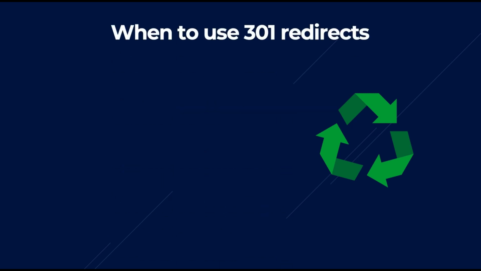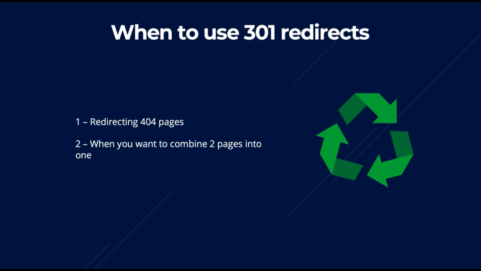So when do we use 301 redirects? There's 2 main instances. The first is redirecting 404 pages. So as I just showed you in the last video, if you find you have any 404 pages on your website which have loads of backlinks pointing to them, you're going to want to redirect them to another page. The second scenario is when you want to combine 2 pages into one, which you would typically do when you find you have 2 similar pieces of content on your website. Both pieces of content are going to be quite average. However, if you combine them into one piece of content, it's going to be amazing. So that is a potential scenario you could use for option 2.